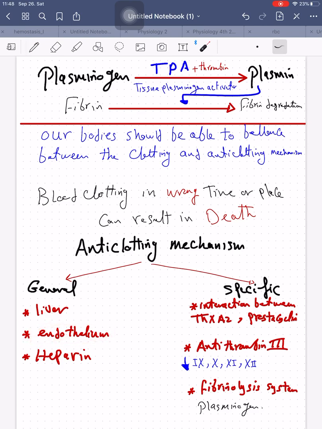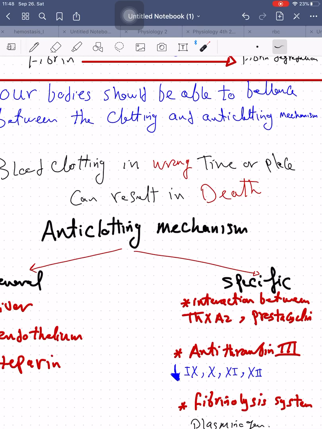And we have heparin. Heparin is like a natural anticoagulant, and this is found in the blood in minute amounts. Or we have a specific mechanism by interaction between thromboxane and prostacyclin, and this will result in clot formation at the site of injury only. Where the wound is, I should make a clot, and keep the rest of the vessel lumen free of clot.